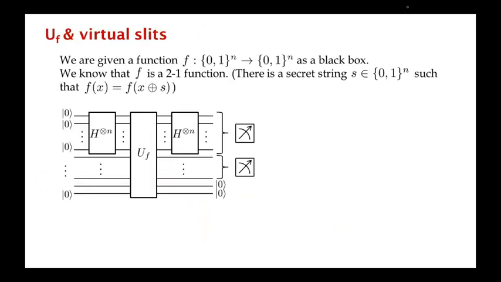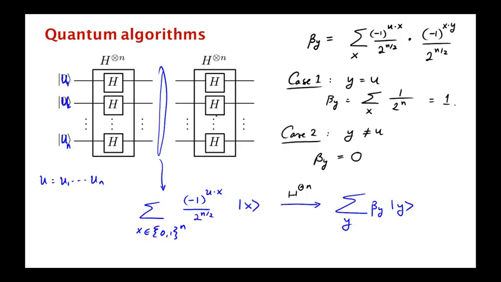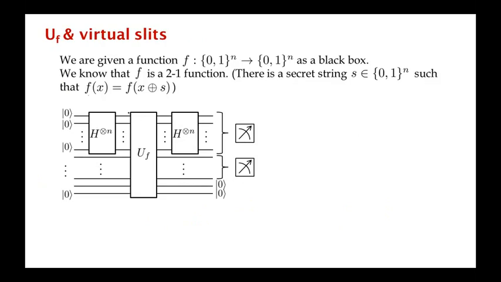Okay, so remember what Simon's problem is. You're given a 2-to-1 function f where there's a secret string s such that f of x equals f of x plus s. So now what do we do? Well, remember the Simon's algorithm looks like this. You have these 2 Hadamard transforms, which is very much like what we were doing in our previous slide. But then in the middle we put in this quantum circuit for computing f.